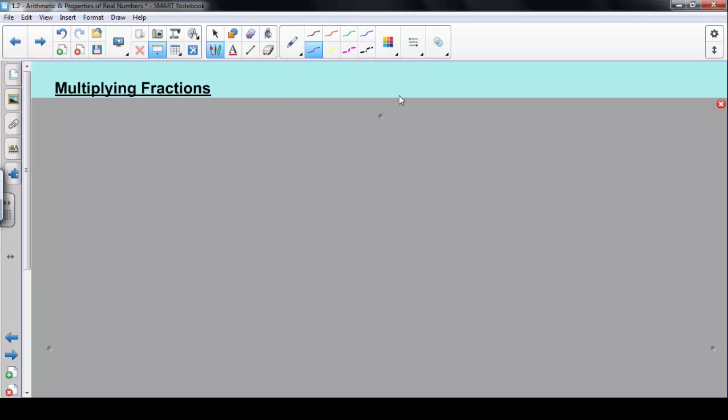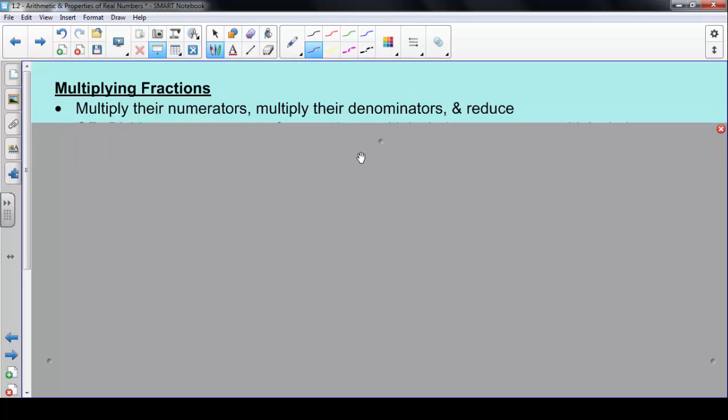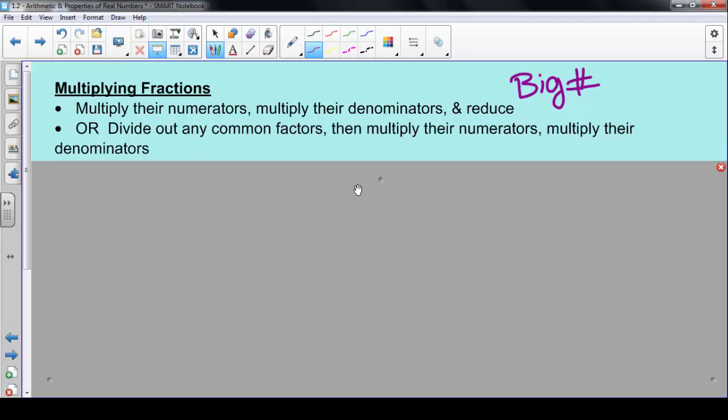So now taking these rules to fractions, there's two main ways we can multiply fractions. First, you can just multiply numerators, multiply denominators, and reduce. However, this can lead to big numbers. It works, but it can lead to big numbers, which sometimes mess people up. The easier way is take any common factors that you can divide from the numerator and the denominator and divide those out, then multiply your numerators and denominators.